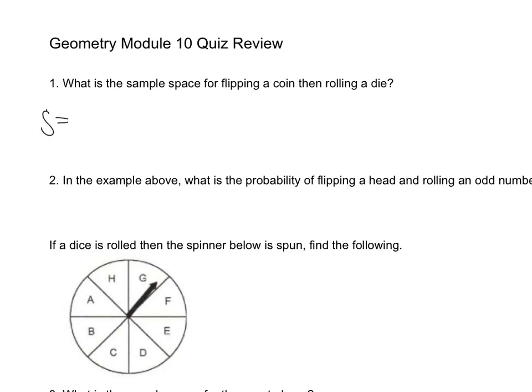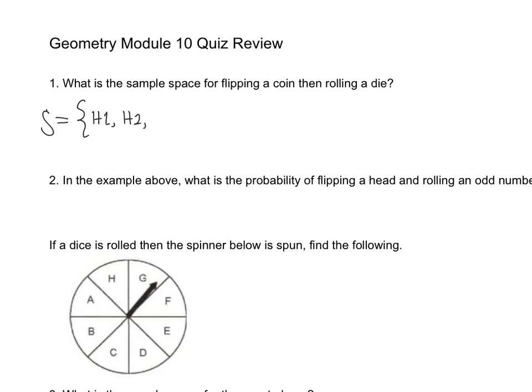So my sample space is S equals, with the curly brackets. Now, I can't list them as separate events because I'm doing them together. I'm flipping a coin, then I'm rolling a die. So the first outcome is that I could land on heads with the coin and roll a 1 on the die. So you have to work your way through every number for flipping a coin and landing on heads.